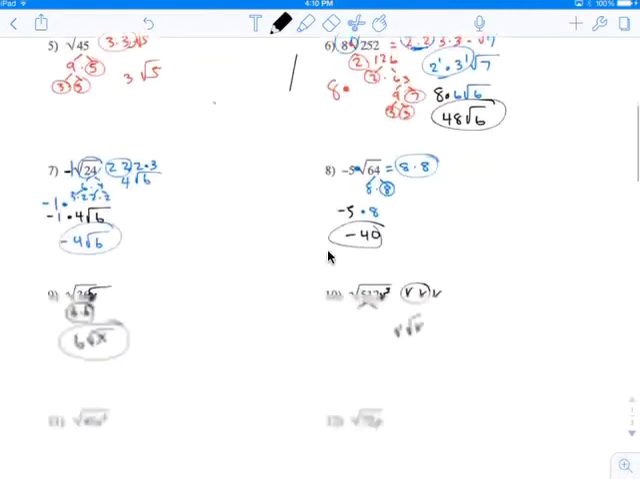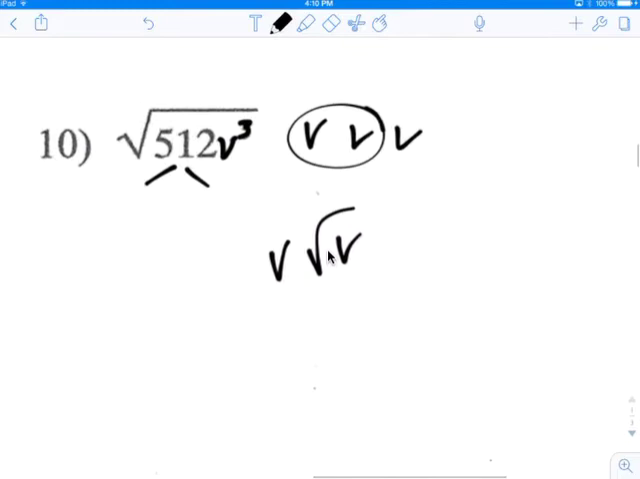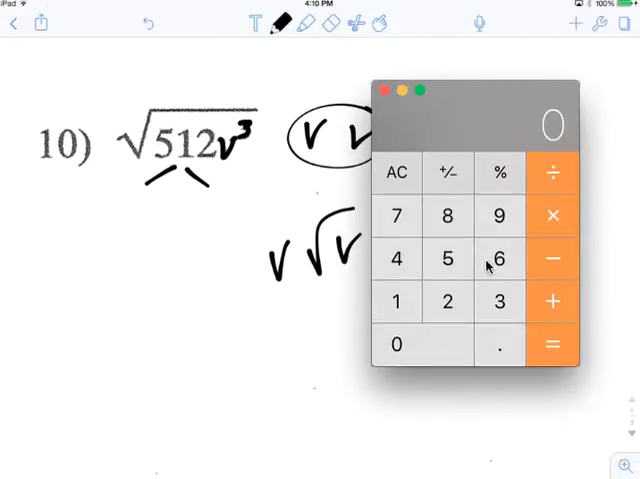Okay, I was on number 10. I was telling you, everyone knows how to get the square root. Now this one, you take a calculator and go 512, divide by 2 for sure, because it's an even number. So that's 2 times 256. Then divide that by 2 because it's an even number.